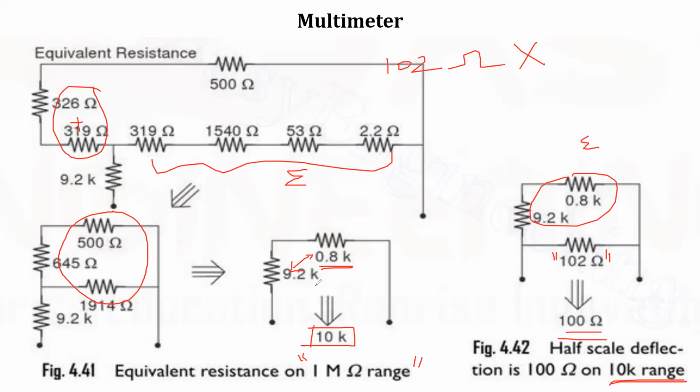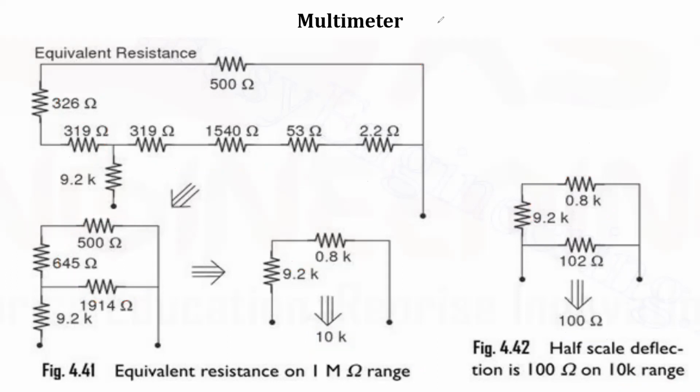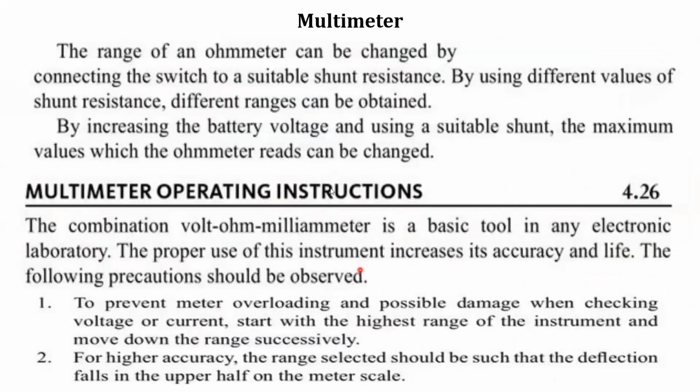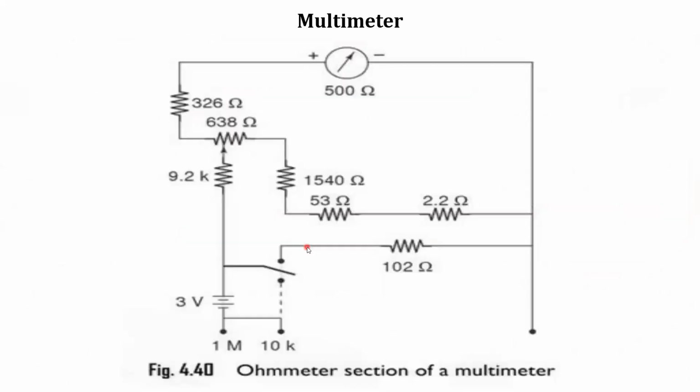Okay, in this way we can give the two ranges here, that is 1 mega ohm range as well as 10k range. Here the half scale reading is 10k for 1 mega ohm range, whereas here half scale deflection for 10k is 100 ohms. Okay, just a minute.